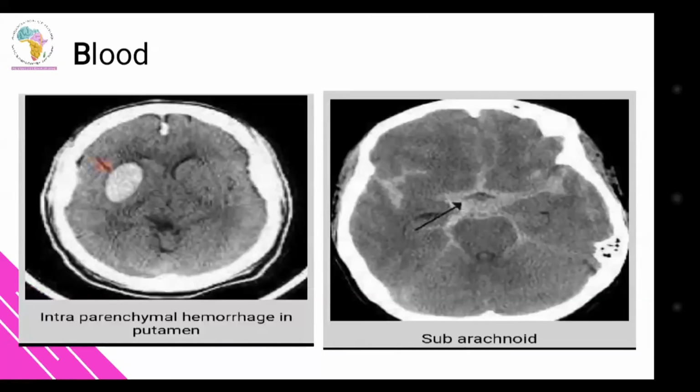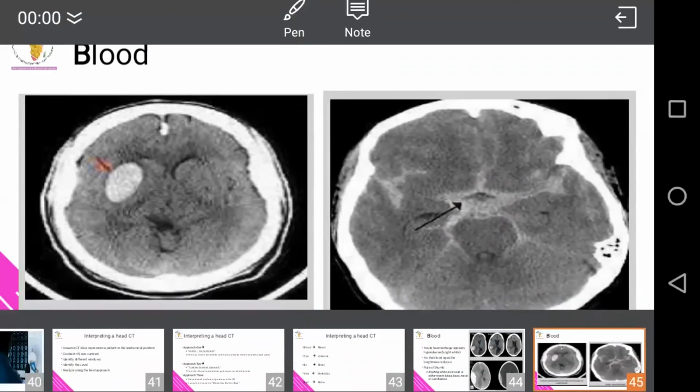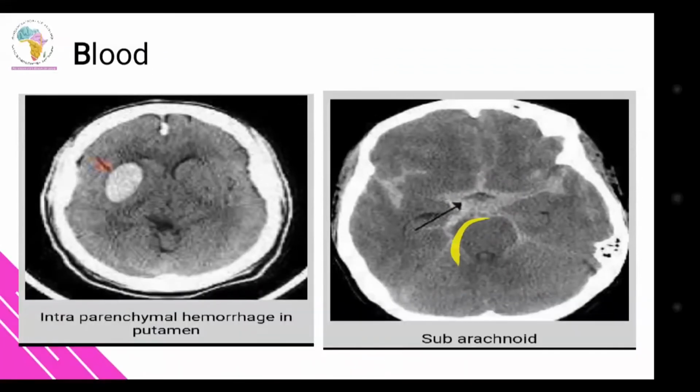So you can see here, subarachnoid hemorrhage. You can see here the suprasellar cistern. You see there's densities everywhere, white there. Here you can see the Sylvian fissures, white everywhere. Here you can see the other cisterns, just white, the hyperdense subarachnoid hemorrhage. You can even see here, everywhere is white, subarachnoid hemorrhage.